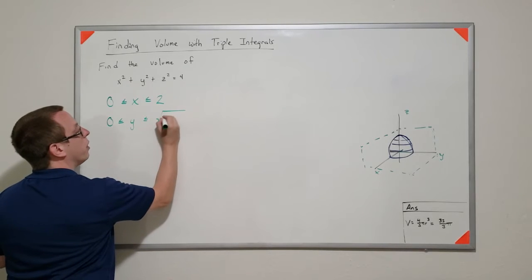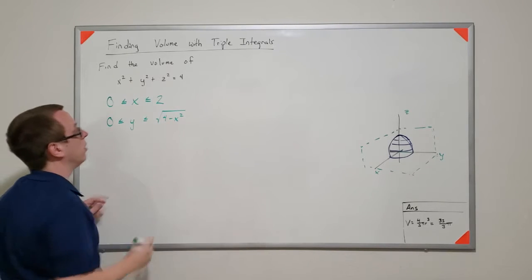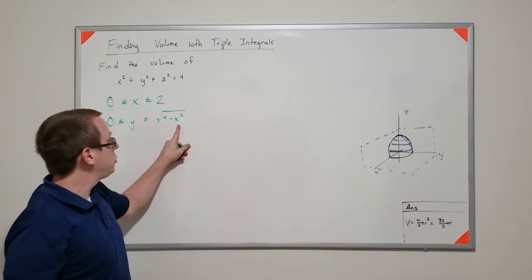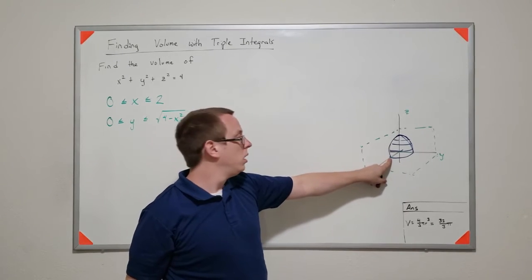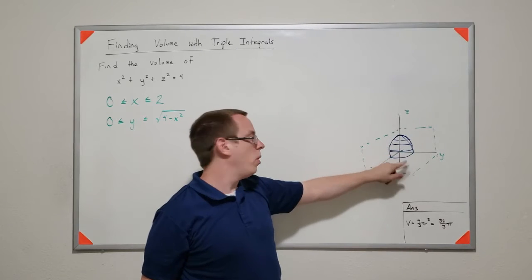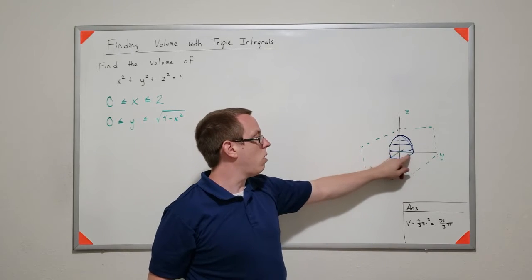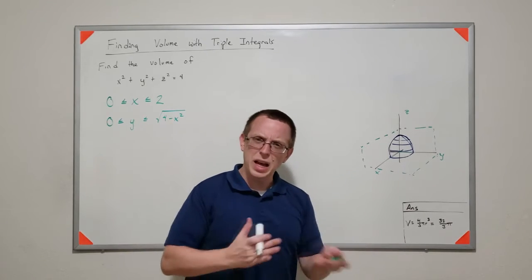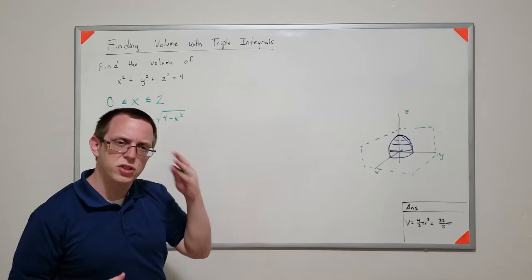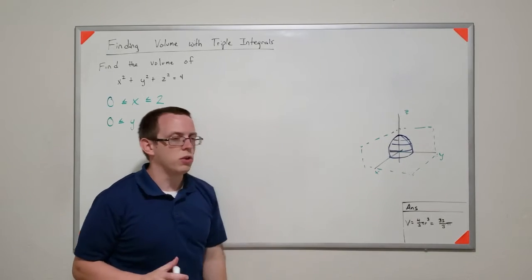So that tells me that y goes from 0 to the square root of 4 minus x squared, which makes sense because if x is 2, which is all the way out here, then y is stuck. If x was, let's say, 1, y goes all the way out here to the square root of 3. So it kind of satisfies the internal litmus test.